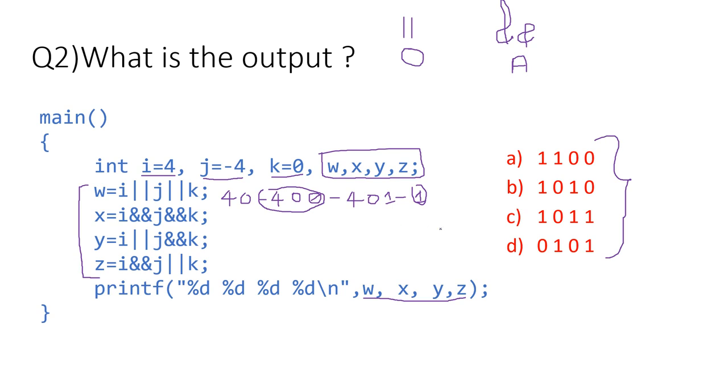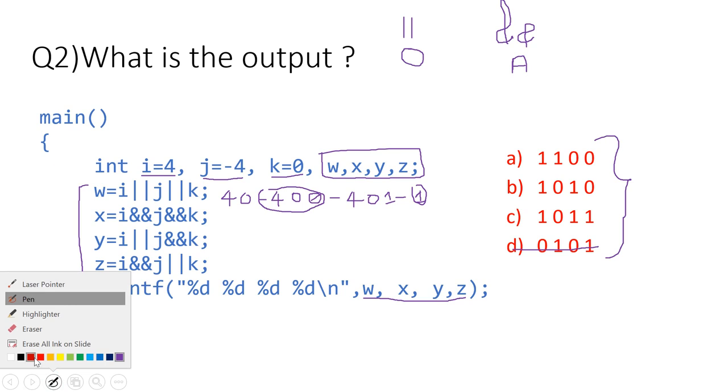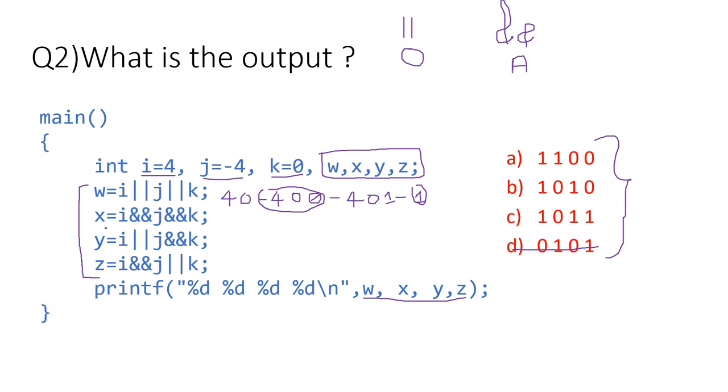So you can neglect the answers in which w is 0. So you can neglect option D. Then we are now going to evaluate the value of x. So i is again 4, and now you have an AND. The value of j is again -4, and you have another AND, which is 0.